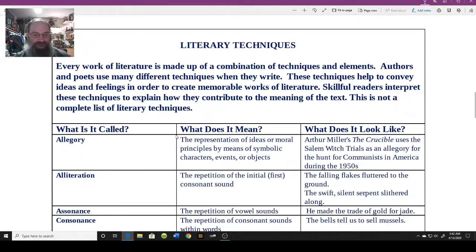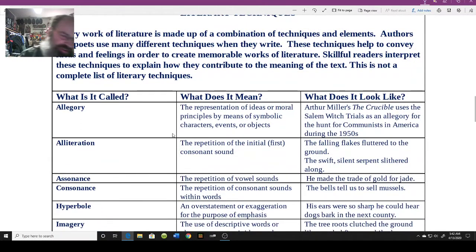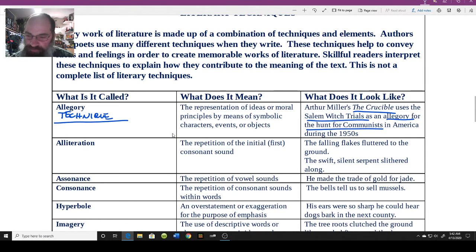All right, so allegory. Now we're getting heavy into technique. That is a technique. Okay, so Arthur Miller's The Crucible uses the Salem witch trials as an allegory for the hunt for communists in America in the 1950s. So it's the representation of ideas or moral principles by means of symbolic characters, events, or objects.